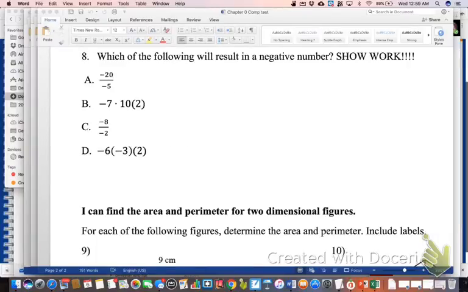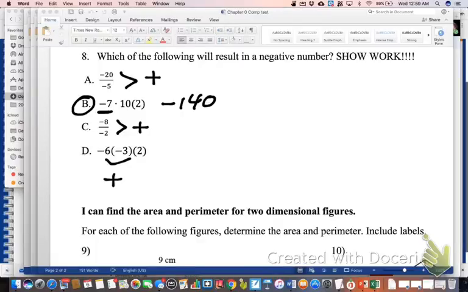Number 8 asks you, which of the following will result in a negative number? Well, here we're dividing a negative by a negative, so that's going to turn out to be a positive. Here, I only have one negative when I'm multiplying those three numbers together. So -7 times 10 is -70, times a +2 is -140. So there is my negative number. But just to make sure, here again we have a negative divided by a negative, which would make a positive. And here those two negatives are going to cancel out to also become a positive. So since we're looking for a negative number, the only option is option B.